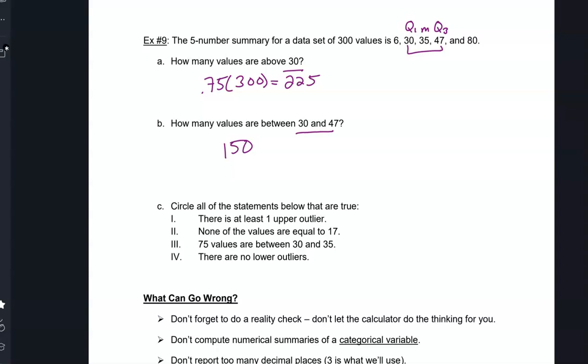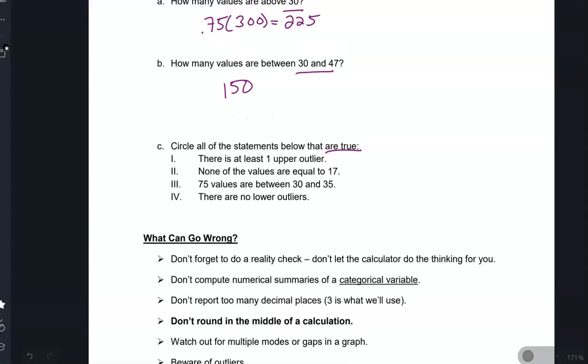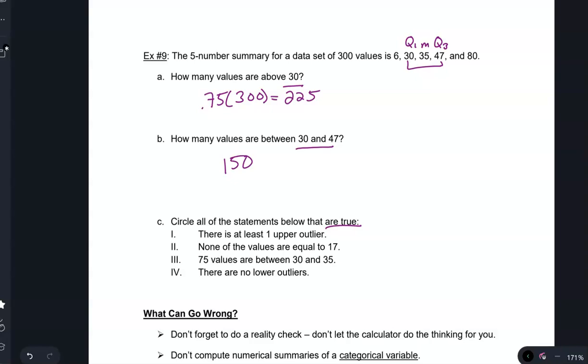All right, last one here. Circle all the statements below that are true. There is at least one upper outlier. Well, we need to do a little math for that, right? To figure out whether there are upper outliers, I would do Q3 plus 1.5 times the IQR. My Q3 is 47. 1.5 times my IQR is 17.